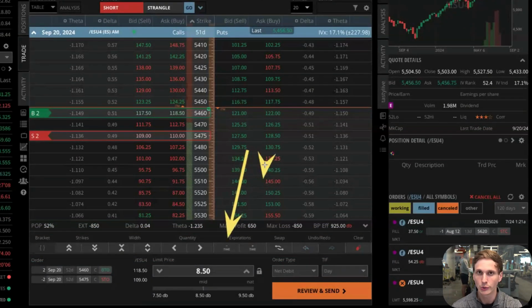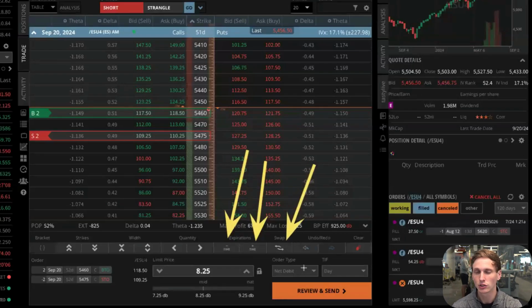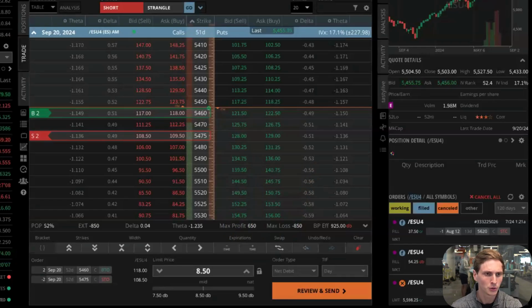If you wanted to quickly adjust and see what this looked like in a future expiration or one a little bit earlier, you can mess with the expirations there. You could swap around the trade and say, hey, actually, maybe I want to do a short spread. That'll flip your strikes so that we're selling the 54.60, buying the 54.75. So I can show that real quick. Flips it around.